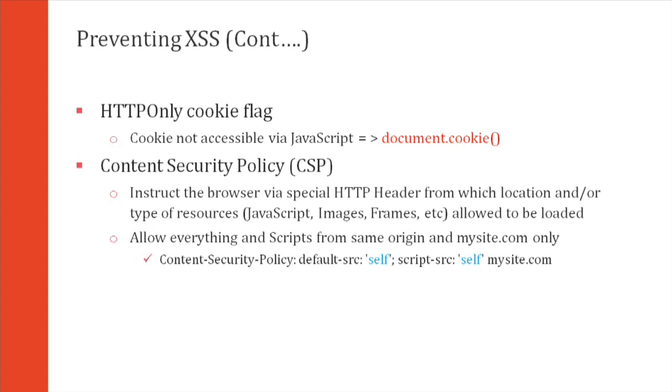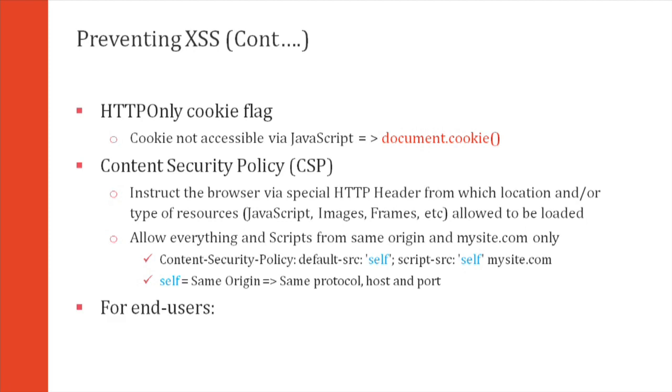It can say something like this example. The Content Security Policy says you will connect to the default source, which is self, and the scripts can be loaded from self, which is the same origin, or mysite.com. It's saying you can allow everything and scripts from the same origin and from mysite.com only, nothing else. You can control the same origin policy via HTTP headers, which means even if the attacker is able to bypass the browser implementation of the same origin, you still have this CSP policy to help you.